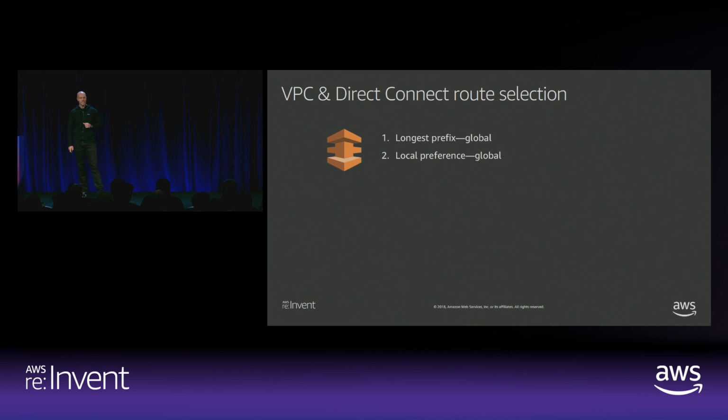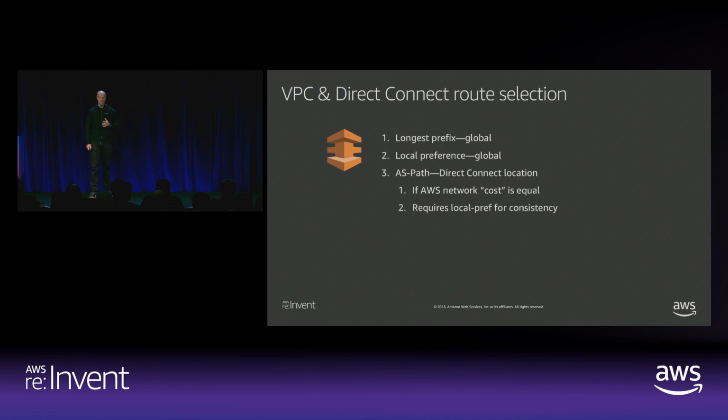Immediately after longest prefix, it will look at the local preference. This is key, as it's the best way to manipulate traffic for both ingress and egress to AWS. Local pref is followed by AS path, which also applies within the same Direct Connect location. This is why we say that local preference should be used to ensure consistency when dealing with traffic engineering. If all of these are considered equal, it will load balance per flow.